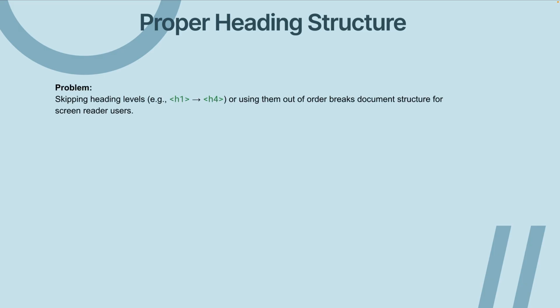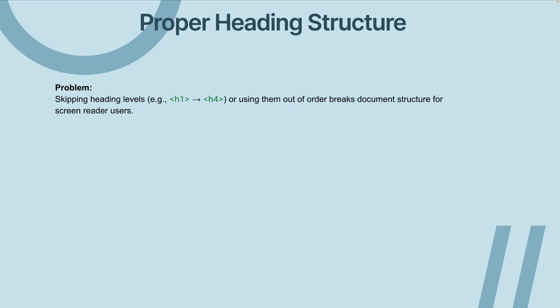Hello there. In this video, I'm going to talk about proper heading structure for accessibility. So the problem is that skipping heading levels, H1 to H4, or using them out of order breaks the document structure for screen reader users. That is why we should always use proper heading structures.